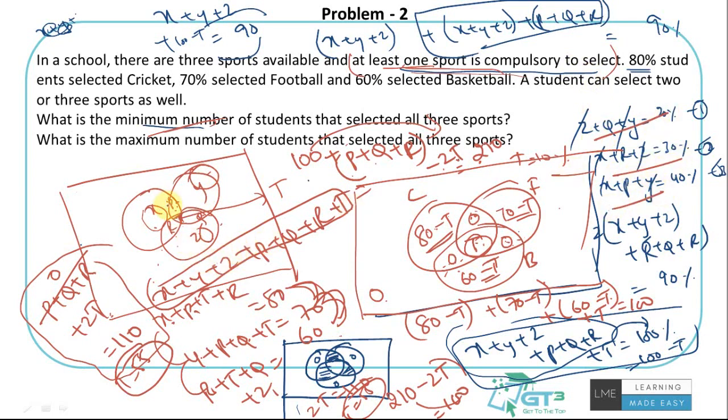What will be p? Which is basically not including r and q. 100 minus this circle will give me p. What will give me q? 100 minus this circle value, right? That's how we find p, q, r, and using that, p plus q plus r plus t must be the total, and that will give us t. That is the easier way to solve it, right?